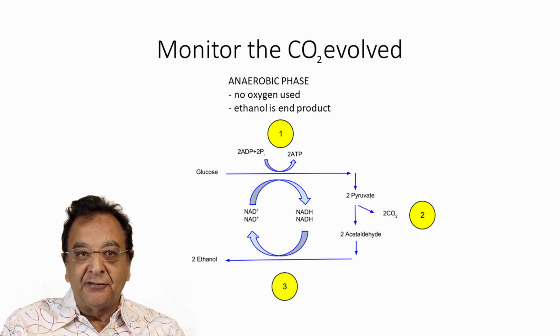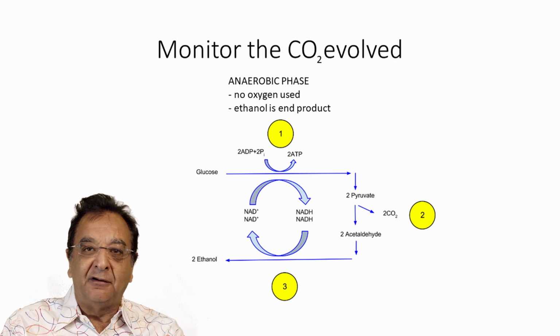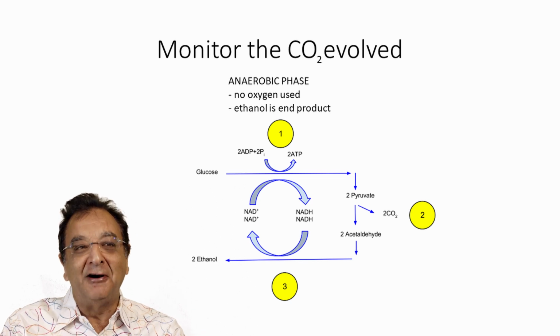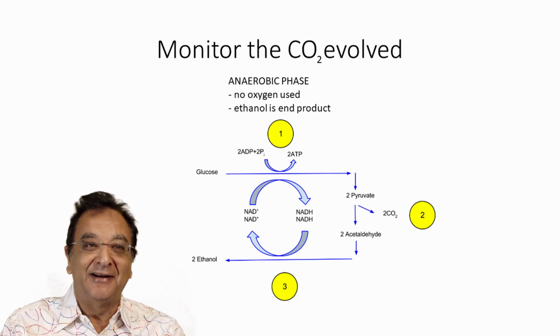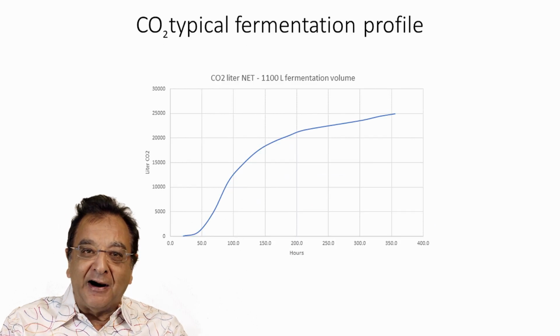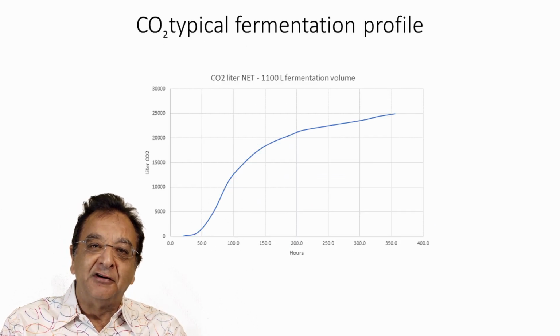That pyruvate goes to acetaldehyde and finally is excreted as ethanol. Ethanol is basically nothing but yeast waste. It's the waste product of the whole system. But one man's waste is another man's gain. That's how this works. So, we can look at a profile of evolution of CO2 during the fermentation.